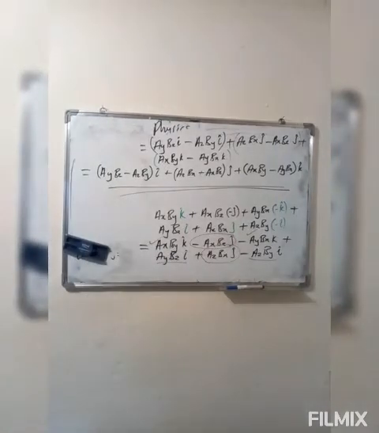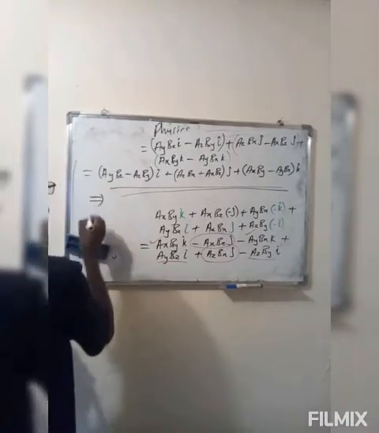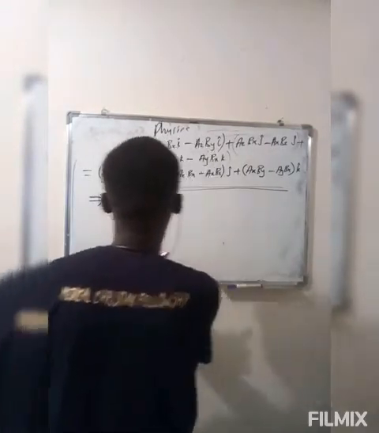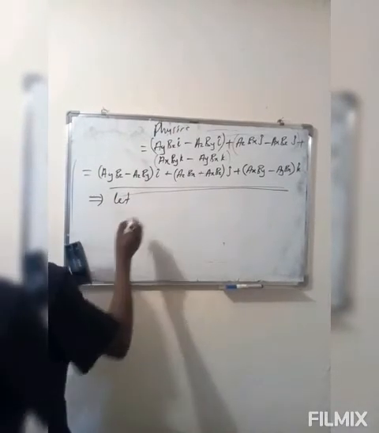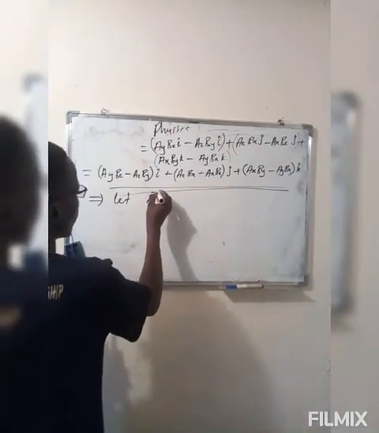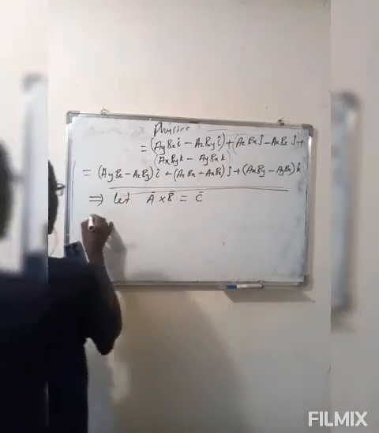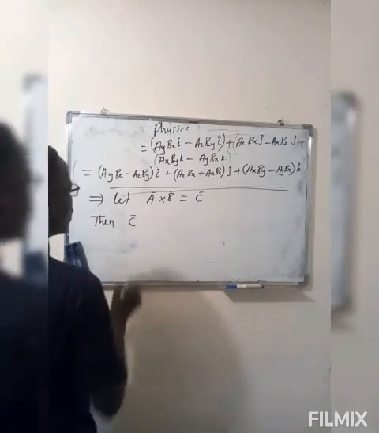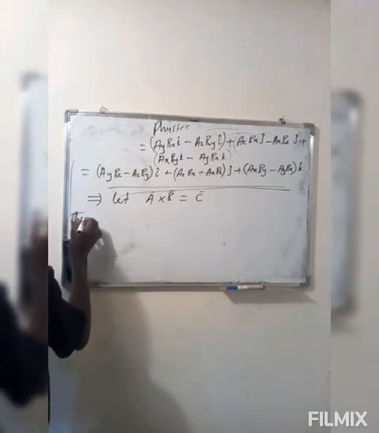This is going to be the answer, and it can be expressed as a new vector. So if we say let A multiplied by B equal to C, then what we're saying is that this vector C is equal to this.